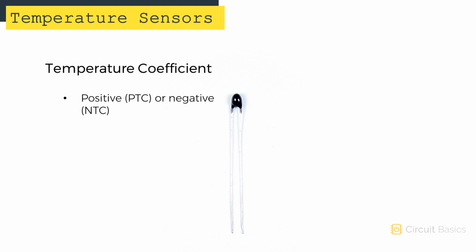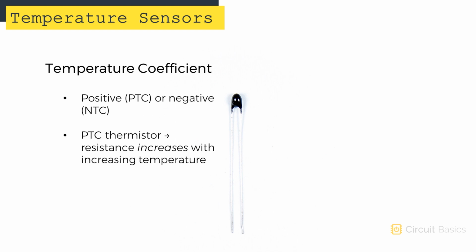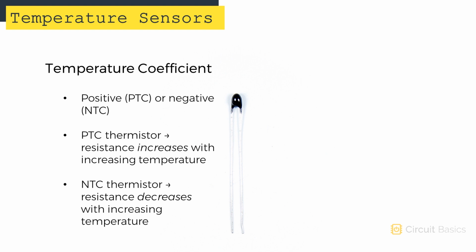Thermistors are also specified by their temperature coefficient. The temperature coefficient can be either positive or negative. In positive temperature coefficient thermistors, the resistance increases with increasing temperature. In negative temperature coefficient thermistors, the resistance decreases with increasing temperature. Most thermistors used for Arduino projects are negative temperature coefficient thermistors, so that's what I'll be discussing here.